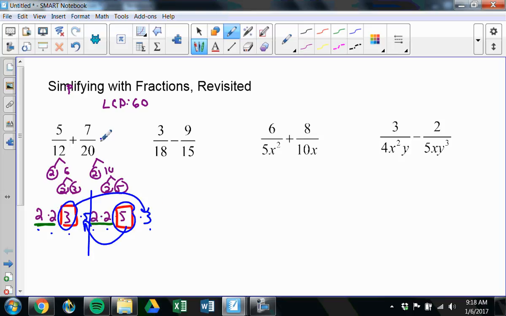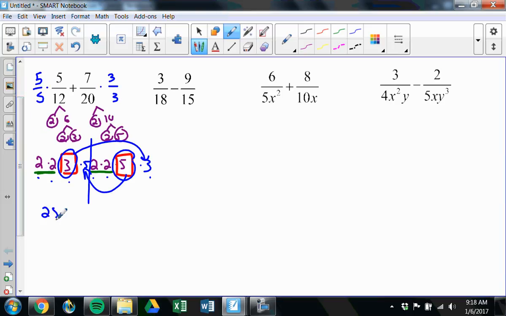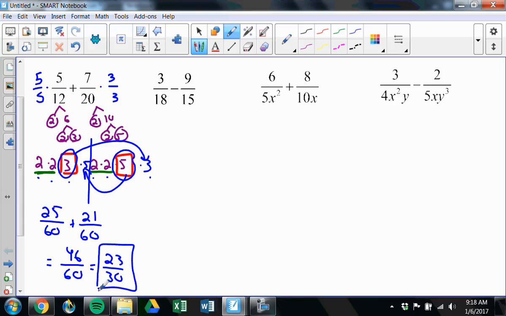Now if I multiply the top and the bottom over here by 3, and the top and the bottom over here by 5, I get 25 over 60 plus 21 over 60, which is 46 over 60, which I can reduce to 23 over 30. And I added up those fractions.